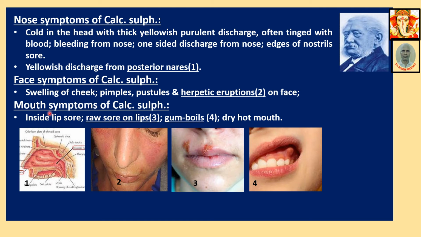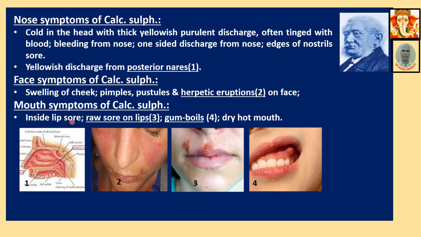Face symptoms of Calcarea Sulph: swelling of cheek, pimples, pustules, and herpetic eruptions on the face. This is herpetic eruption on the face, and this is herpetic eruptions. Two herpetic eruptions.